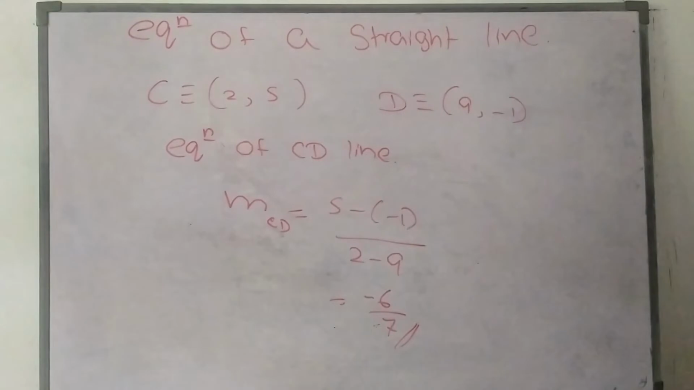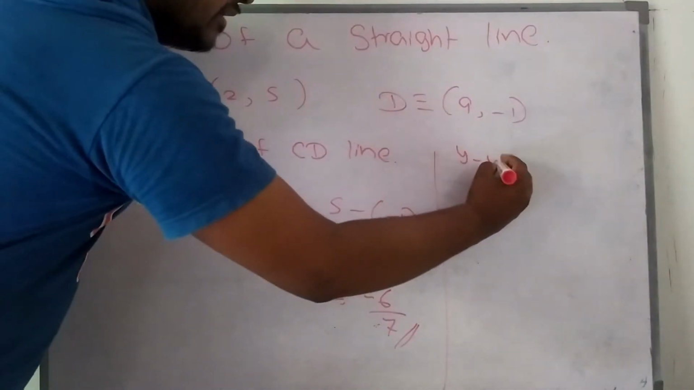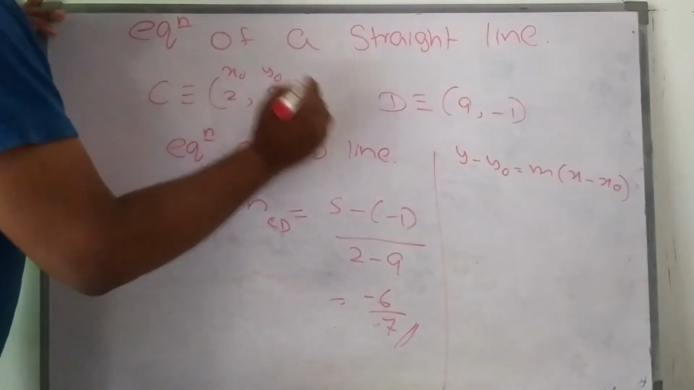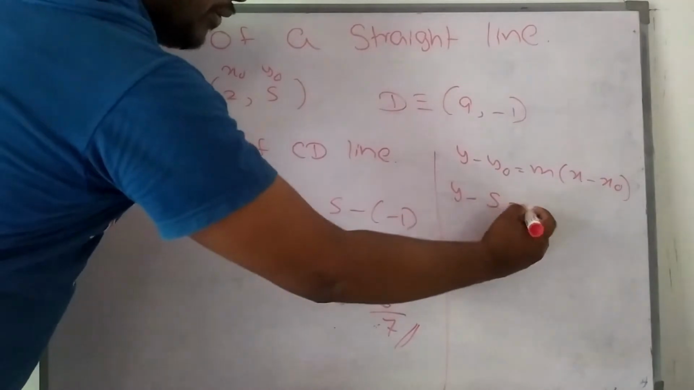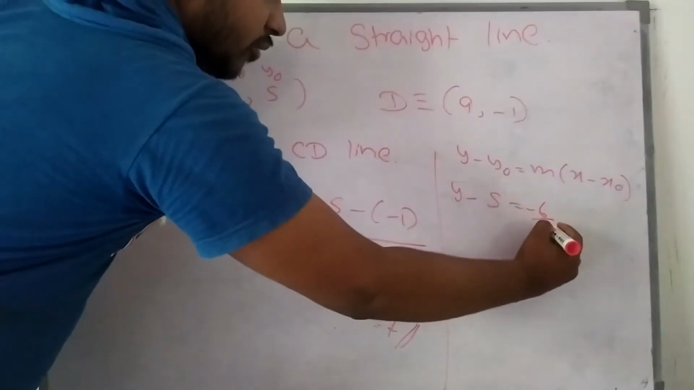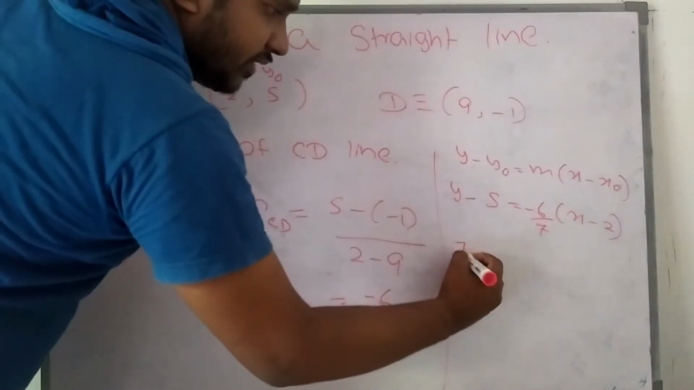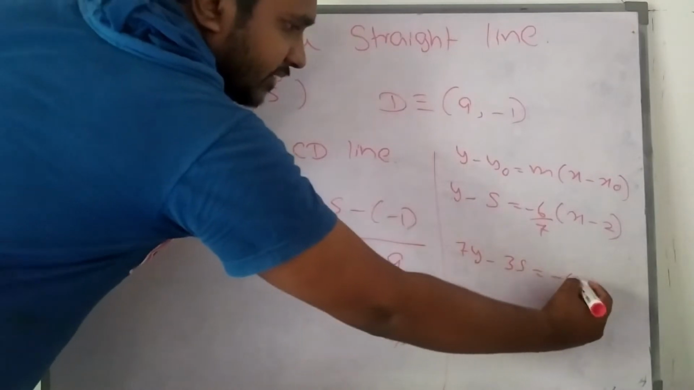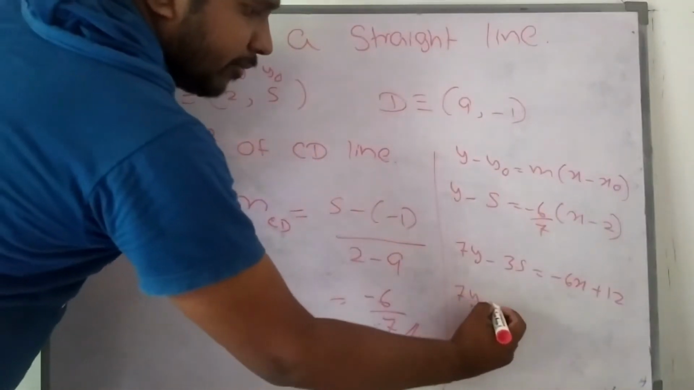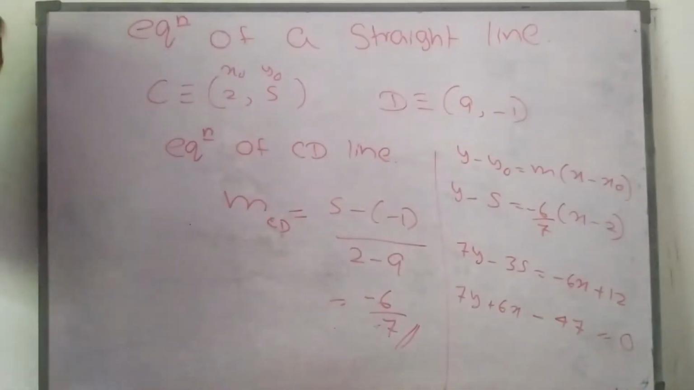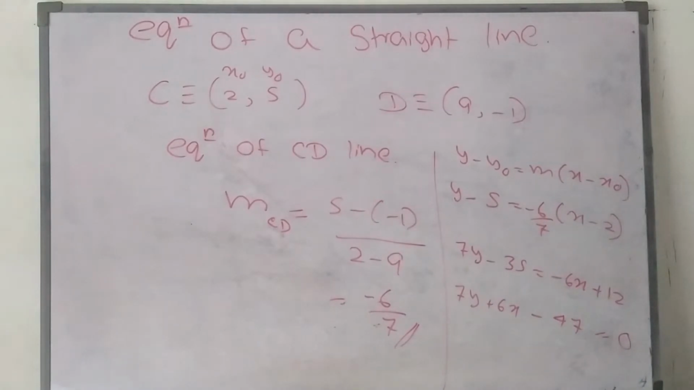Then I just need to find the equation y minus y naught equals m times x minus x naught, right? You can put this point as x naught and y naught. y minus y naught is y minus 5. The gradient is minus 6 over 7. x minus x naught, x minus 2. So 7y minus 35 equals minus 6x plus 12, giving 7y plus 6x minus 47 equals 0. So this is the equation of that line. This is the way of finding the equation of any straight line when two coordinates are given.